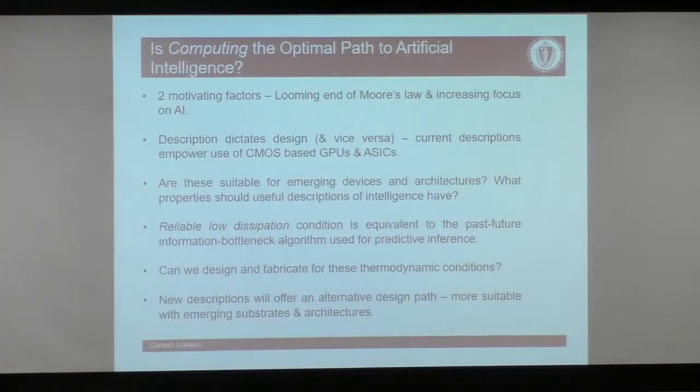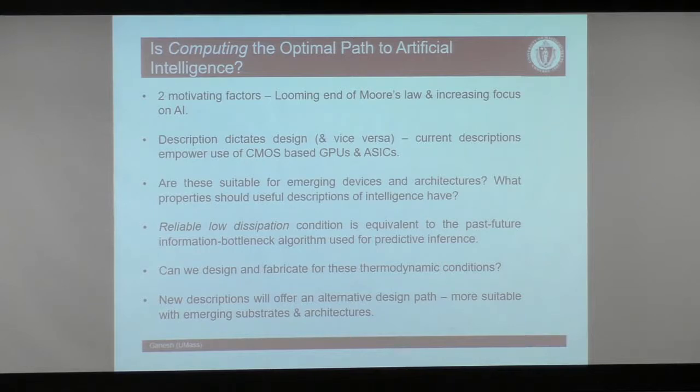If the description is going to change, then what should the description look like? What are the properties of computational descriptions that new descriptions should have? Some of the questions we'll answer in the poster. We'll also introduce something called thermodynamic descriptions.